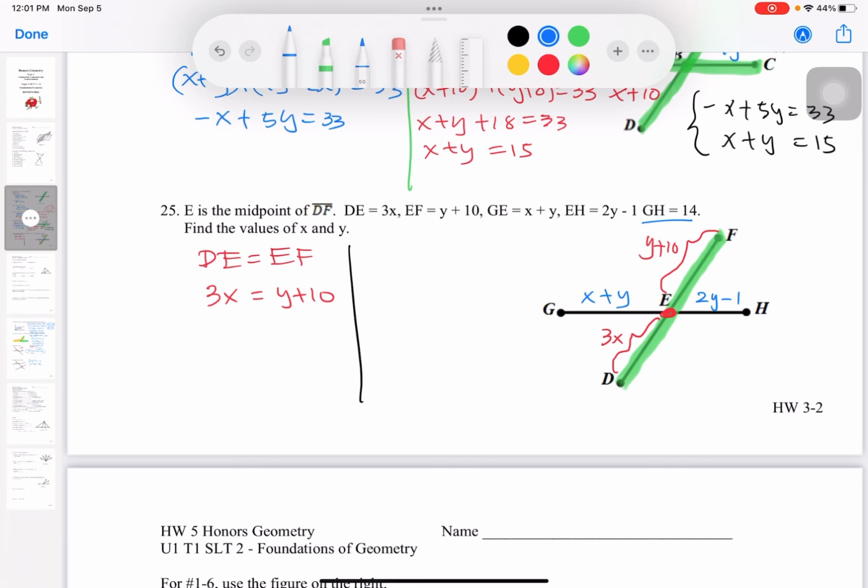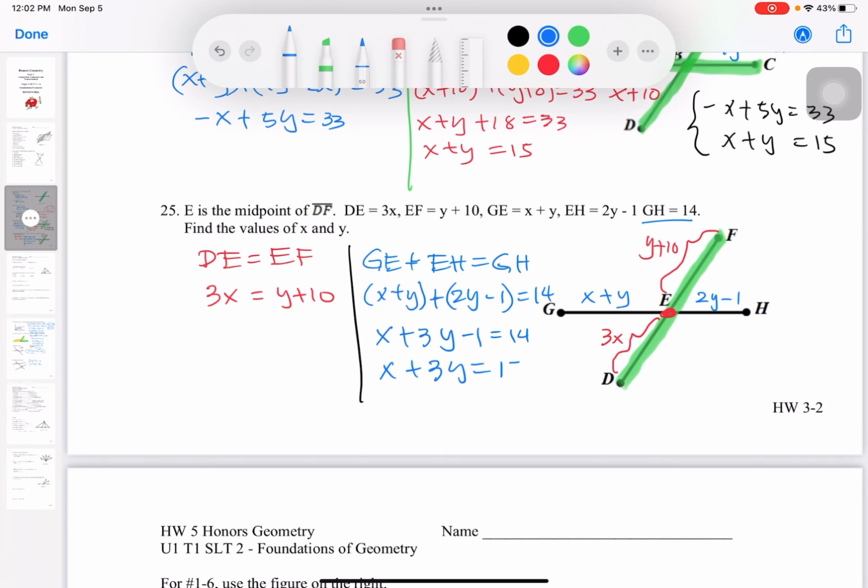Let's take a look at GH and form the equation. We know that GE plus EH is equal to GH. GE is x plus y, while EH is 2y minus 1, and when you add them together, they add up to 14 units. Combining like terms on the left side of the equation, we'll have x plus 3y minus 1 is equal to 14. Adding 1 to both sides, we'll end up with x plus 3y is equal to 15.